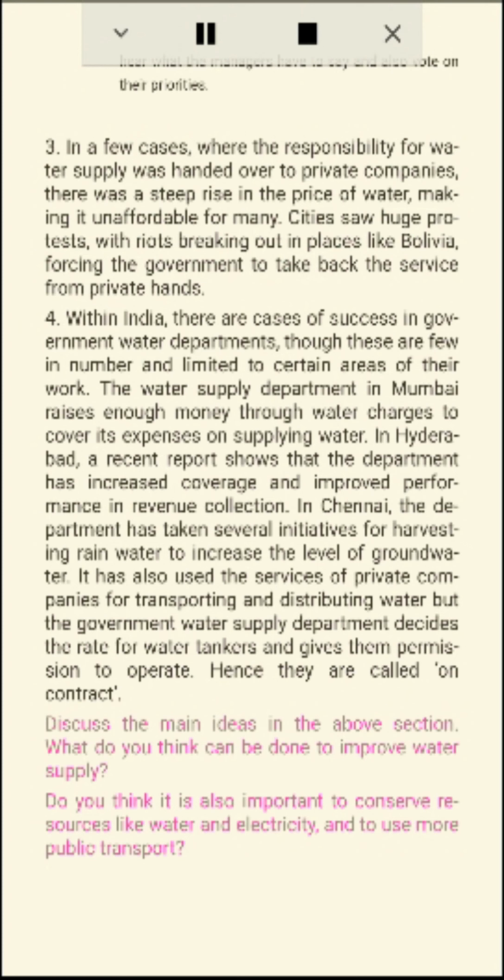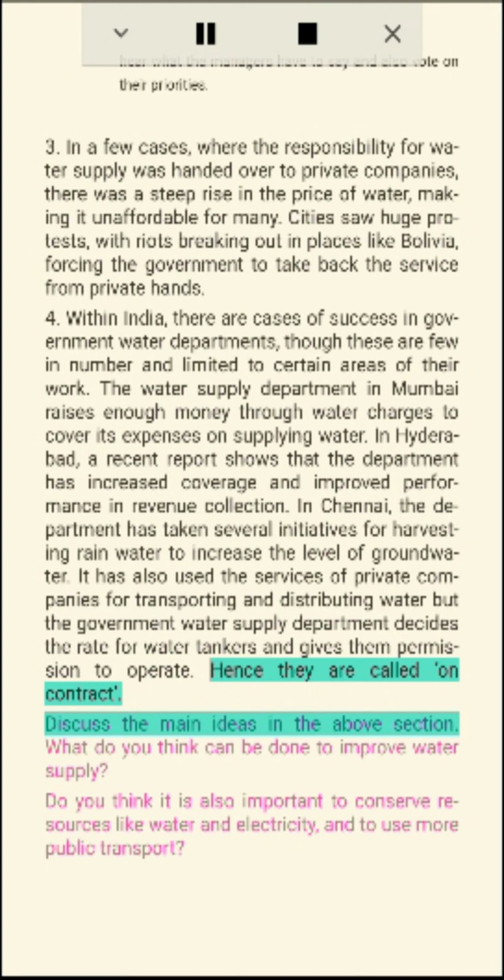Point 4. Within India, there are cases of success in government water departments, though these are few in number and limited to certain areas of their work. The water supply department in Mumbai raises enough money through water charges to cover its expenses on supplying water. In Hyderabad, a recent report shows that the department has increased coverage and improved performance in revenue collection. In Chennai, the department has taken several initiatives for harvesting rainwater to increase the level of groundwater. It has also used the services of private companies for transporting and distributing water, but the government water supply department decides the rate for water tankers and gives them permission to operate.